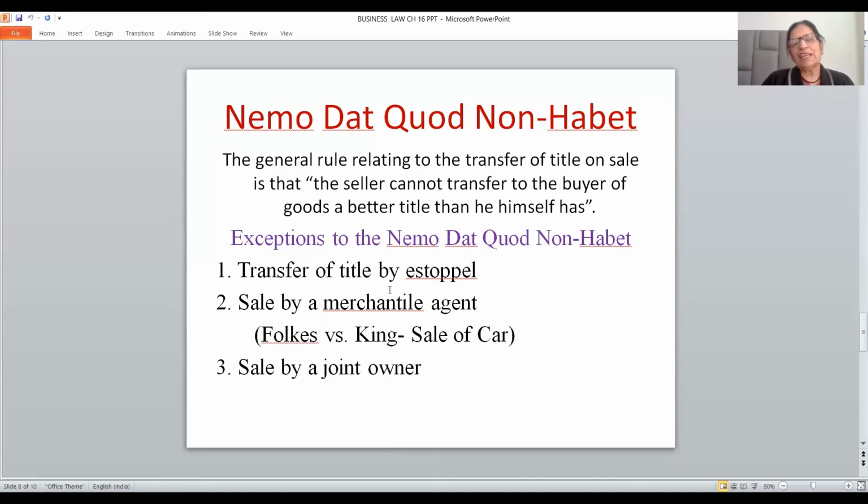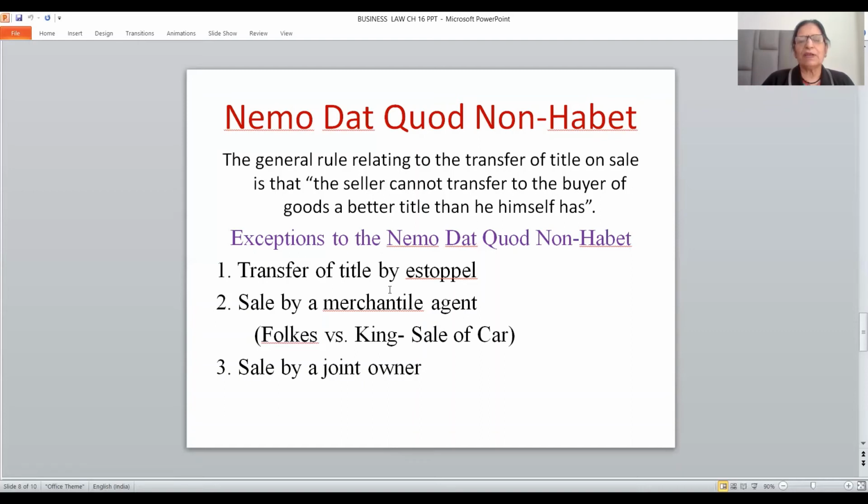Now, in this case, F gave the car to G, his agent, and told G not to sell the car below the reserve price. But even then, you know what happened? G sold the car to K, King, below the reserve price. And now F came to know that the car had been sold by his agent to K. He filed a suit against K for the recovery of that car. The case went to the court of law.